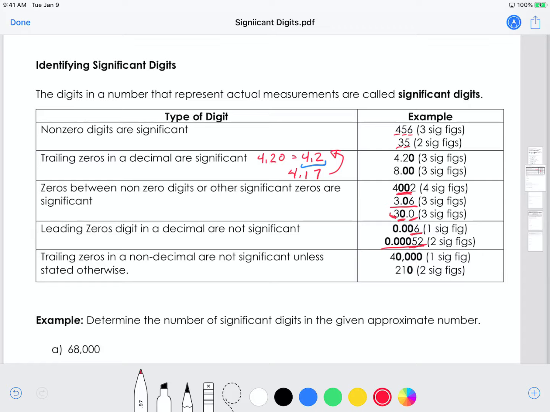Okay, so then the last one is trailing zeros in a non-decimal are not significant unless stated otherwise. Meaning trailing zeros in a whole number are not considered significant because it doesn't tell us how it was rounded. It just tells us that it's accurate to the 10,000th place. And so in the number 40,000, we only have one significant figure. And then in the 210, since this 0 here is a trailing 0 in a whole number, that's not considered significant. So the 2 and the 1 are the only significant digits in that number.